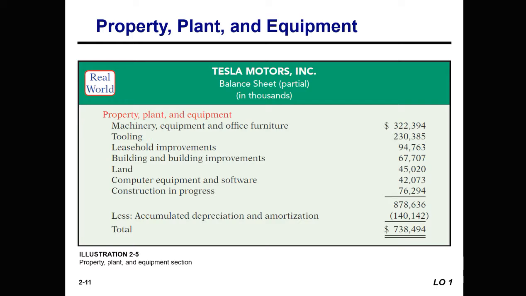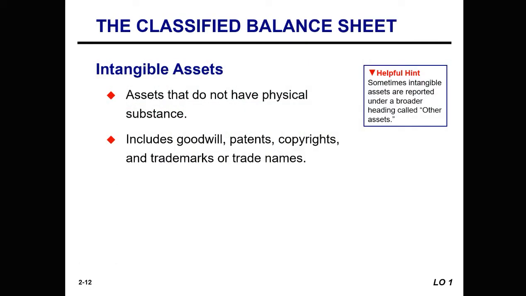Now, the next asset is a little less overt and obvious. That is the intangible assets. Sometimes you'll get a really broad heading in a financial statement that's other assets, and the intangible assets may be wrapped up in those. Intangible assets don't have physical substance, and they include things such as goodwill, patents, copyrights, trademarks, or trade names.